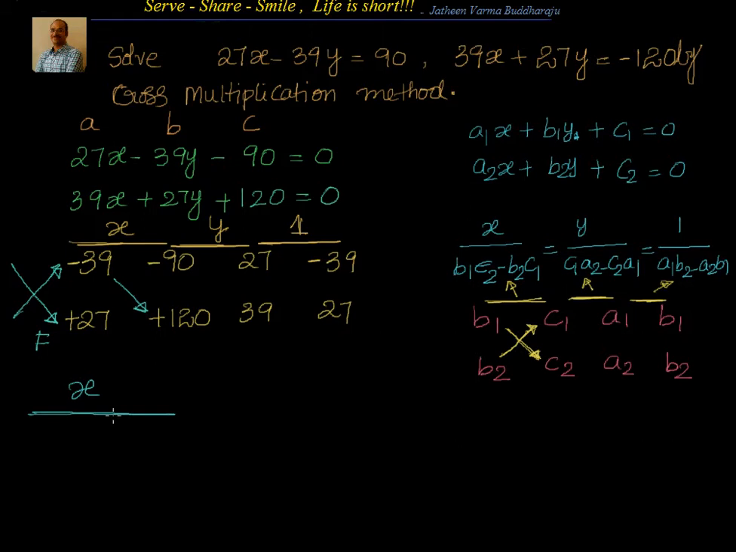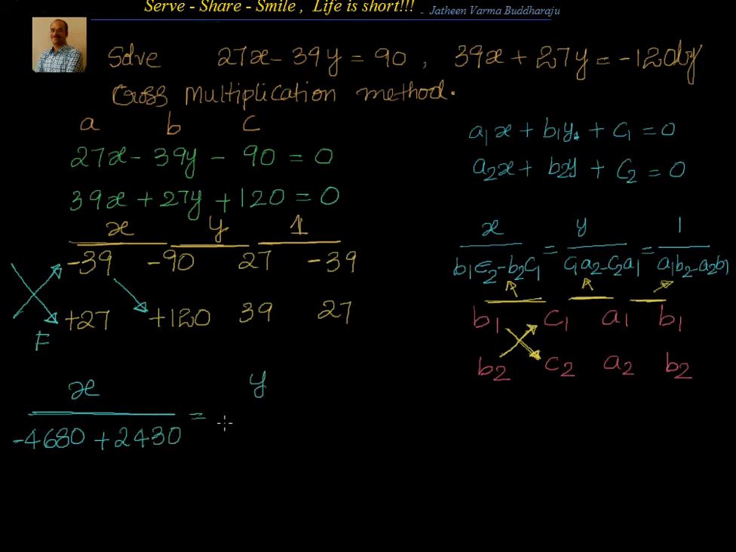So what is b1? Minus 39 into c2. I will just take liberty and do that quickly. That is minus 4680. That is b1 c2 minus b2 c1. Minus of minus becomes plus, and 90 into 27 is 2430.